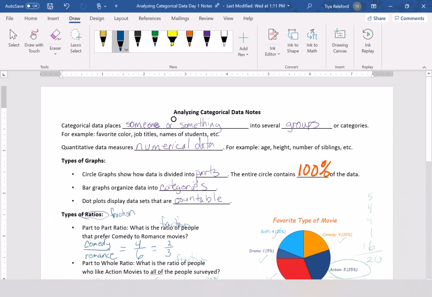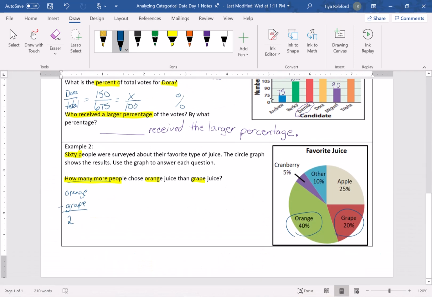20%. Now you're going to use your knowledge of percents and proportions to find out how many people 20% is. Now, if you're not reading the words, you're missing really important information.